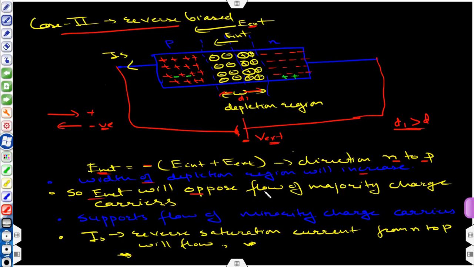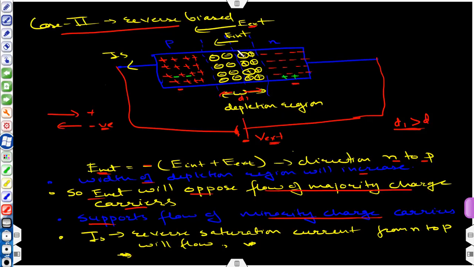So width of depletion region will increase. E net will oppose the flow of majority charge carriers, मेजॉरिटी चार्ज कैरियर फ्लो नहीं हो सकते, हमें करंट पी टू एन डायरेक्शन में चाहिए तो वो फ्लो नहीं हो सकता। However, it will support the flow of minority charge carriers. So you can see that you have holes as a minority charge carrier in N terminal, electron as a minority charge carrier in P terminal.